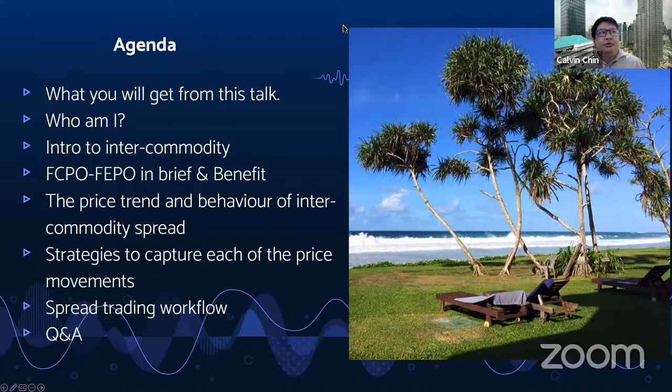Sixth, we will go into strategy to capture each of the price movement. Then we will move on to the spread trading workflow. This will be my workflow, so everyone can agree or not agree. Everyone has their own opinion. Then lastly, we'll go into Q&A.